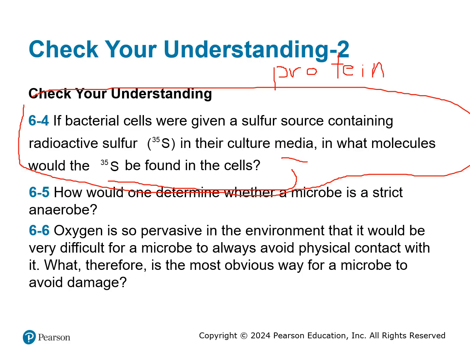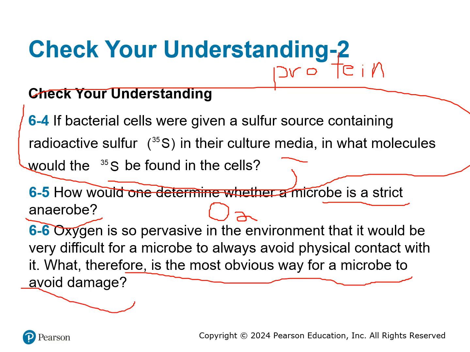Okay, how could you tell if a microbe is a strict anaerobe? Well, that'd be super easy. You'd grow it with some oxygen and see if it dies. Okay, oxygen is so pervasive in the environment, it would be very difficult for a microbe to always avoid physical contact with oxygen. So therefore, what's the most obvious way for a microbe to avoid damage?